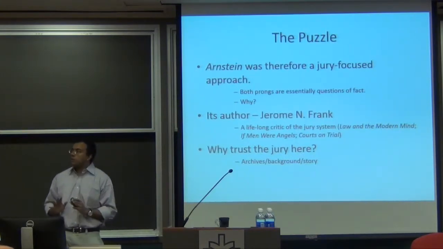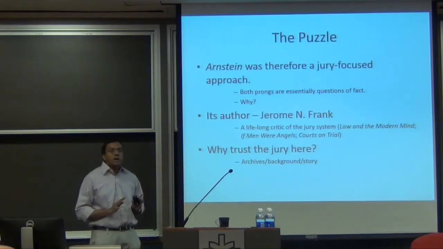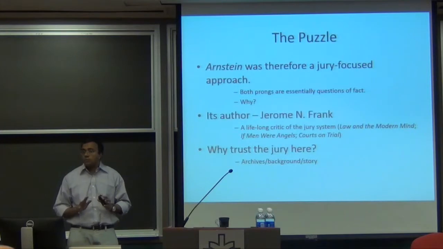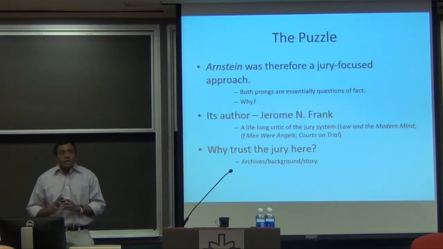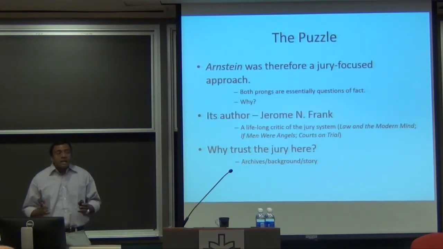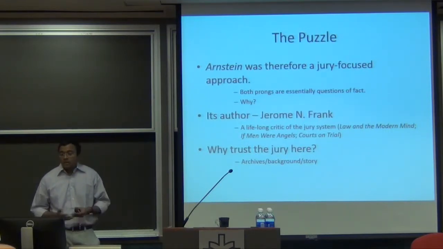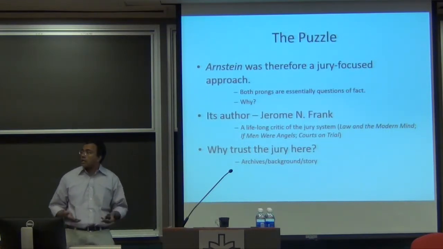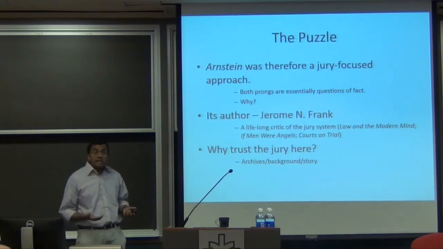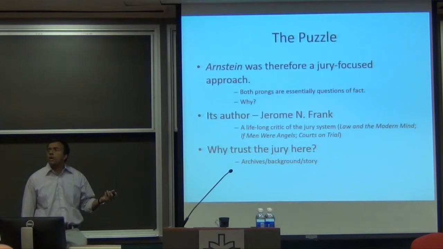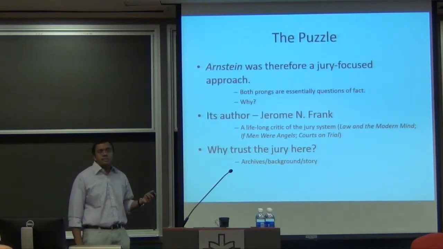What makes it even more intriguing is that Judge Gerald Frank, over the course of his professional career, starting in 1930 right up until 1945, and in his non-judicial writing, basically attacked the jury system in 3 separate books. Right? Law in the Modern Mind, Courts on Trial, and If Men Were Angels. He basically had a certain amount of disdain for the jury system. So why, in the construction of this case, did he adopt a very different approach?